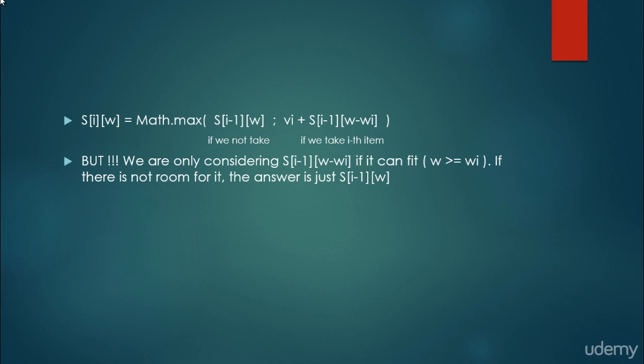So if w is greater than or equal to w_i, where w_i is the weight of the ith item, we can consider putting it in the knapsack. Of course, I think it's pretty straightforward if there is enough room for this item. If it's too heavy and it is not able to fit into our knapsack, of course we don't have to think about taking it or not, because we cannot take it.